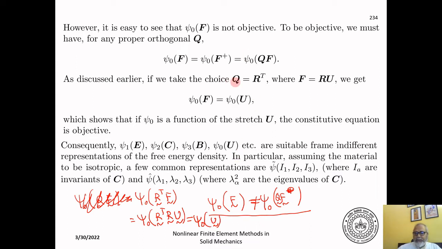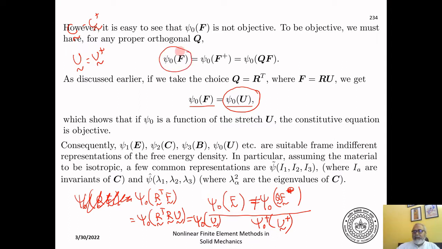So instead of expressing this function as a function of F, if we express it as a function of U, then it is invariant. U is an invariant tensor. Remember, U is equal to U plus, because C is equal to C plus. We have proved this before. And since U is equal to U plus, chi naught of U is equal to chi naught plus of U plus. So expressing the free energy density as a function of U will make it frame indifferent. Keeping it as a function of F won't make it frame indifferent.